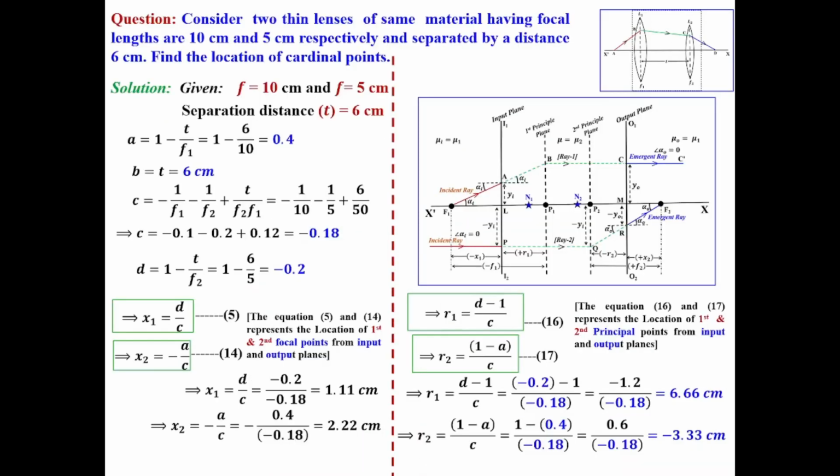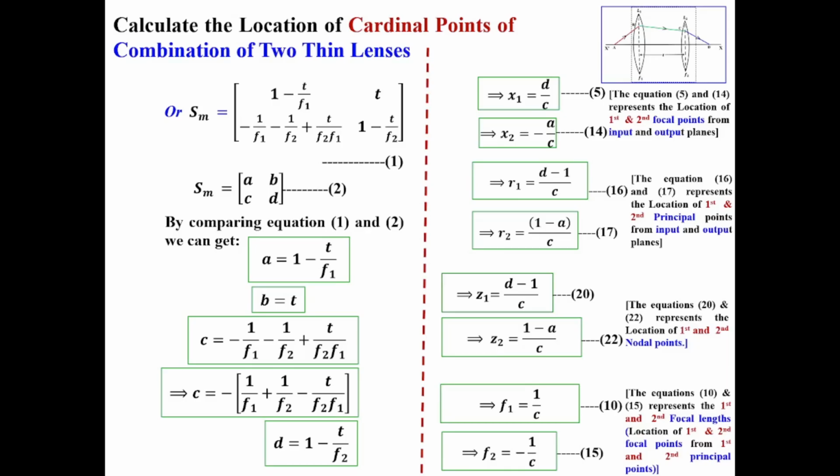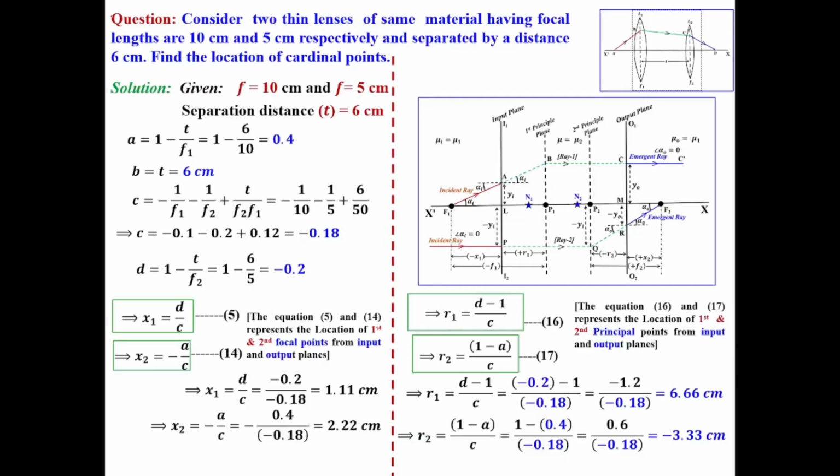How? Here we are going to consider a numerical based upon this topic. In this topic we discussed the combination of two thin lenses. The question is given: consider two thin lenses of the same material having focal lengths 10 and 5 centimeter respectively, separated by a distance 6 centimeter. Find the location of cardinal points. Most important question. If this question is asked in your exam, it carries 3 to 4 marks. Here I discuss in detail. Carefully watch and make notes for your exam.